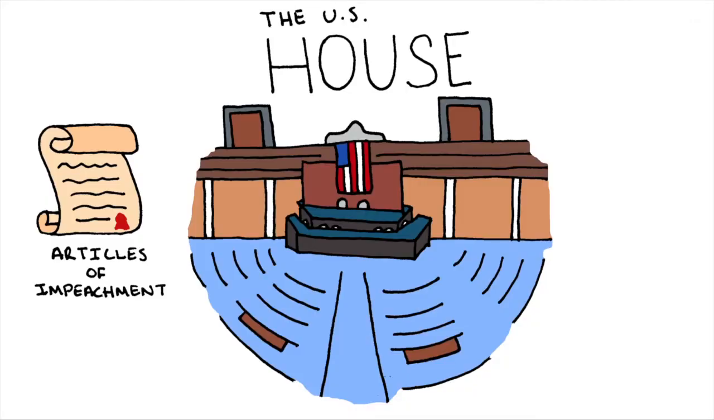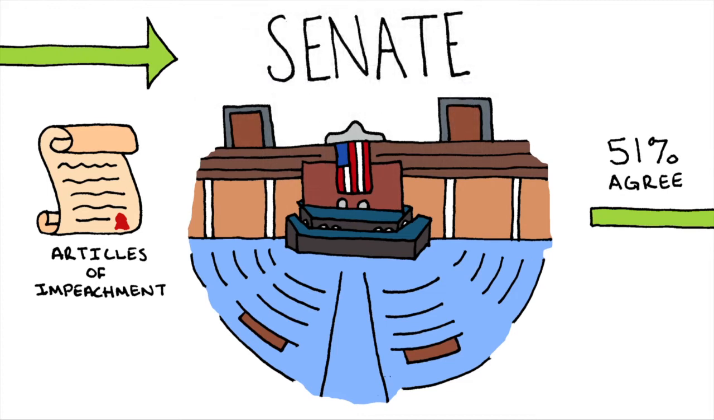Once in the U.S. House, all members debate and then vote on the Articles of Impeachment. Like the Judiciary Committee, 51% must vote in favor of the articles, or the process is over. If, however, 51% do agree, then the Articles of Impeachment are ratified and sent to the Senate. Once the Articles of Impeachment are sent to the Senate, the President is officially impeached, and the real process begins.